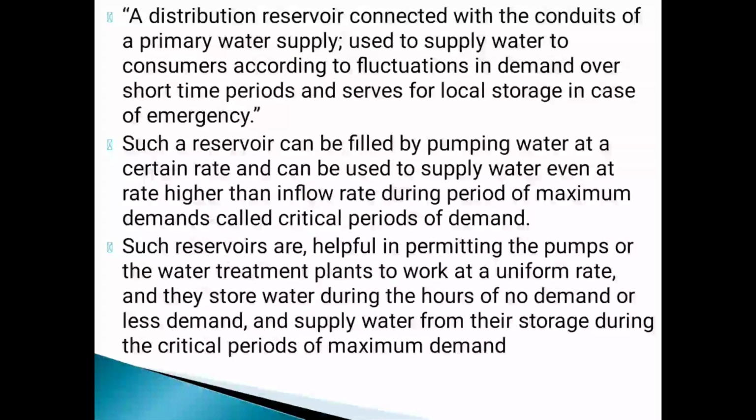A distribution reservoir is connected with the conduit of a primary water supply and is used to supply water to consumers according to fluctuation in demand over a short period of time, and serves for local storage in case of emergency. Such a reservoir can be filled by pumping water at a certain rate and can be used to supply water even at a high rate than the inflow rate during the period of maximum demand, called the critical period of demand. Such reservoirs are helpful in permitting the pump or the water treatment plant to work at a uniform rate, and they store water during the hours of no demand or less demand, or supply water from their storage during the critical period of maximum demand.